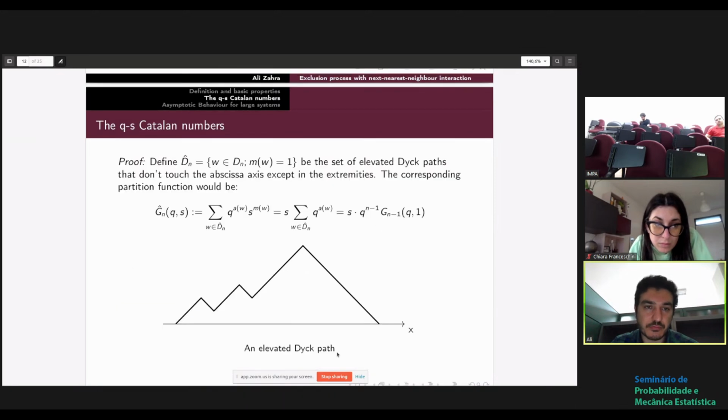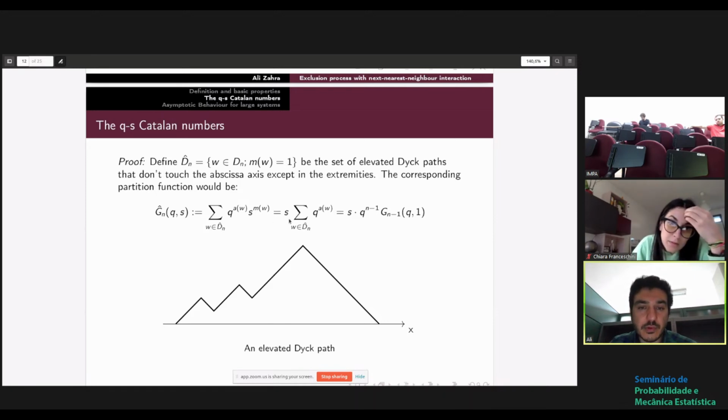How do I prove this relation? First, I have to define what is called an elevated Dyck path, and an elevated Dyck path is just a Dyck path that doesn't touch the zero except at the extremes. Okay, so for instance, this is an elevated Dyck path because it doesn't touch the abscissa. So in other words, M_w has to be 1. Okay. So now if you restrict this partition function to elevated Dyck paths, let's call this quantity G_n hat. Okay, so I'm summing over all the elevated Dyck paths.